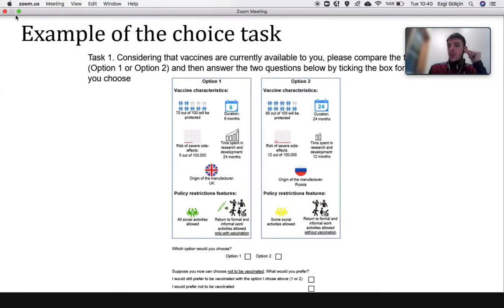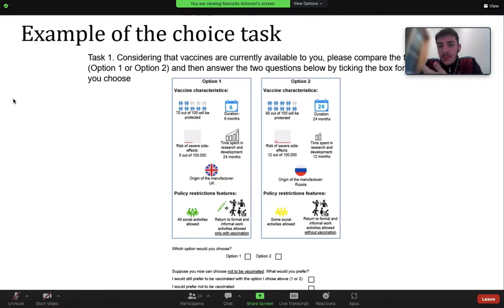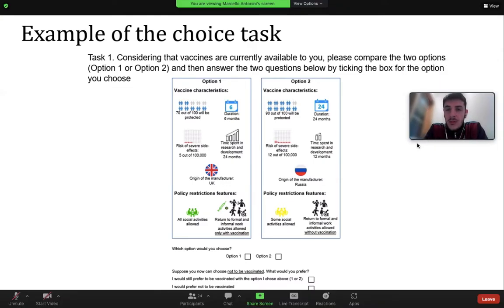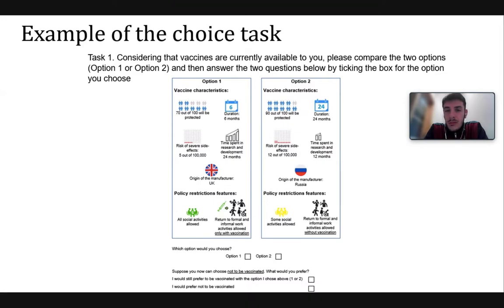And this is one of the examples of the choice tasks that we designed for the respondents. So again, I would like to have a volunteer, or maybe 2, just to get a sense of what the choice task will be and what respondents will face. So anyone that wants to answer this question? There is no right or wrong answer. It's just out of your preferences.